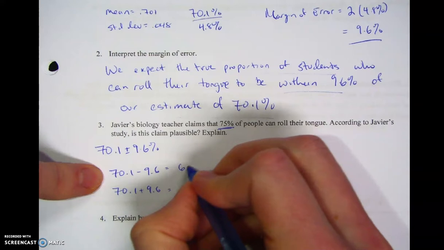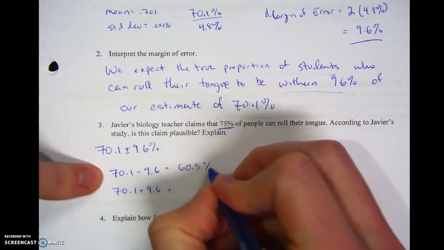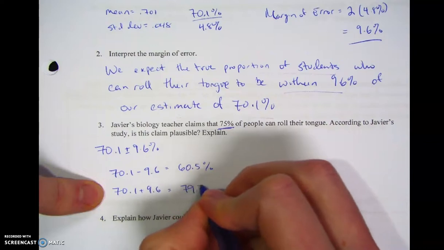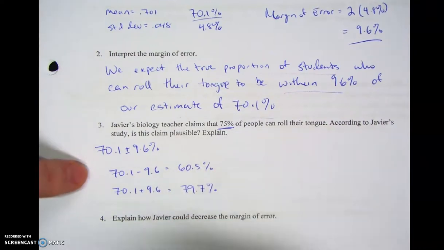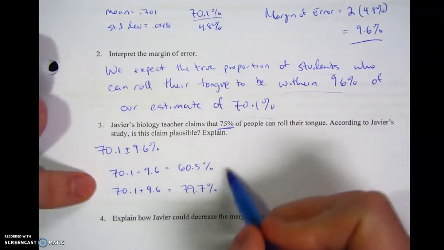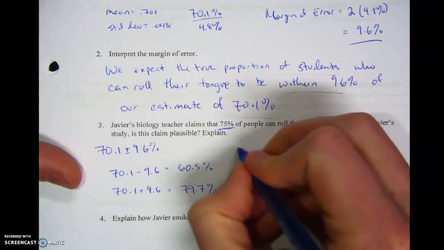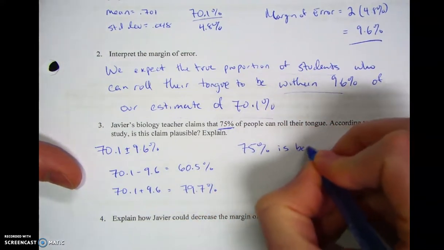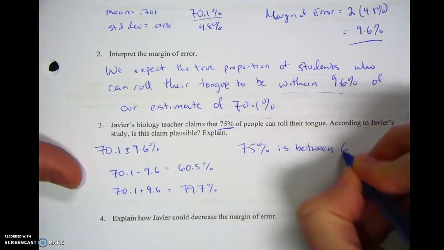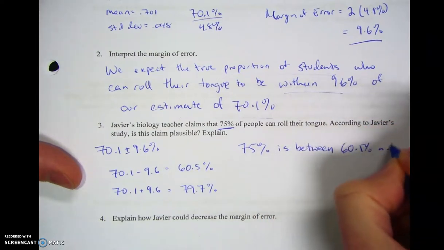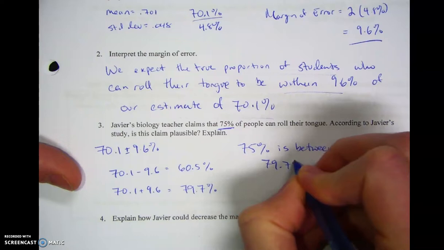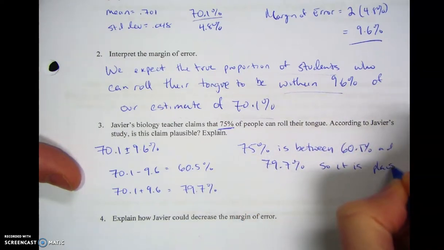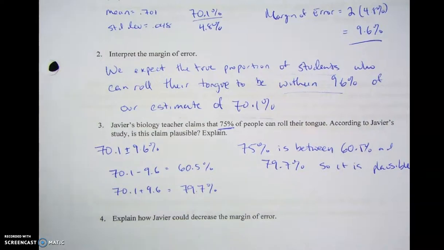So here we've got 60.5% and 79.7%. So these are like the boundaries here. So is it within this? So we can say here 75% is between 60.5% and 79.7%. So it is plausible. It's within the margin of error.